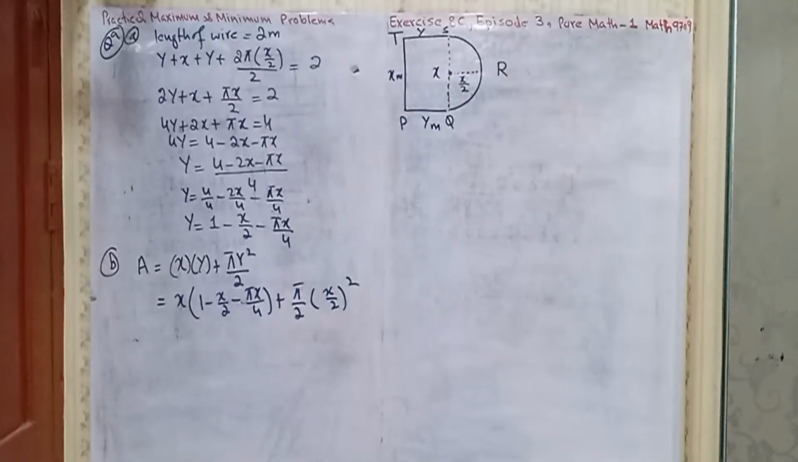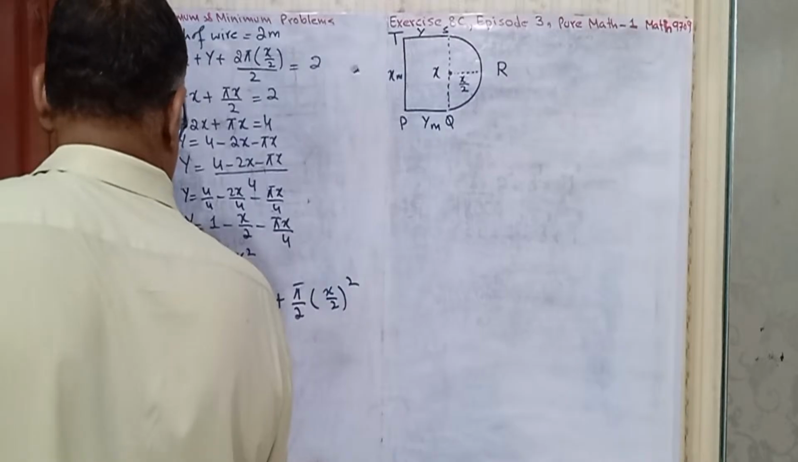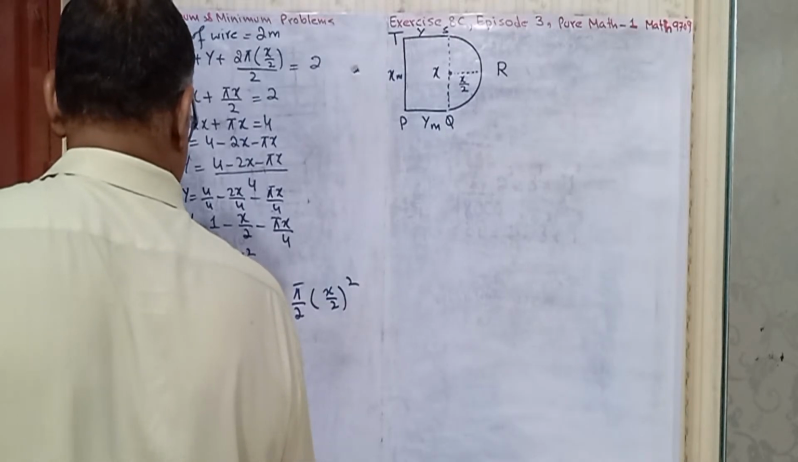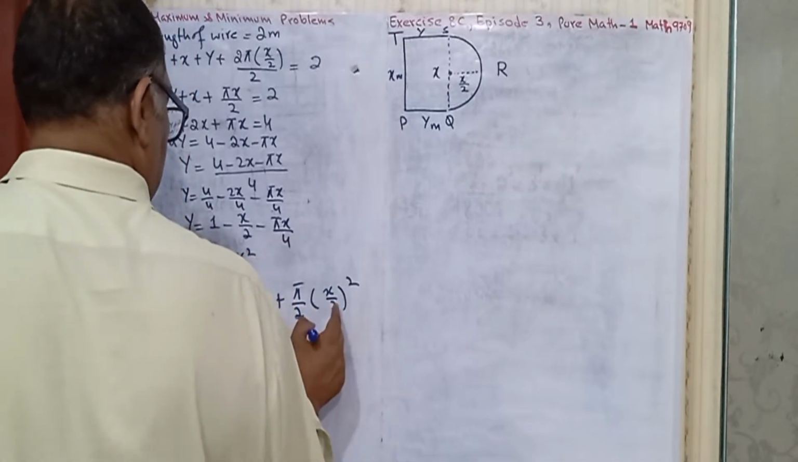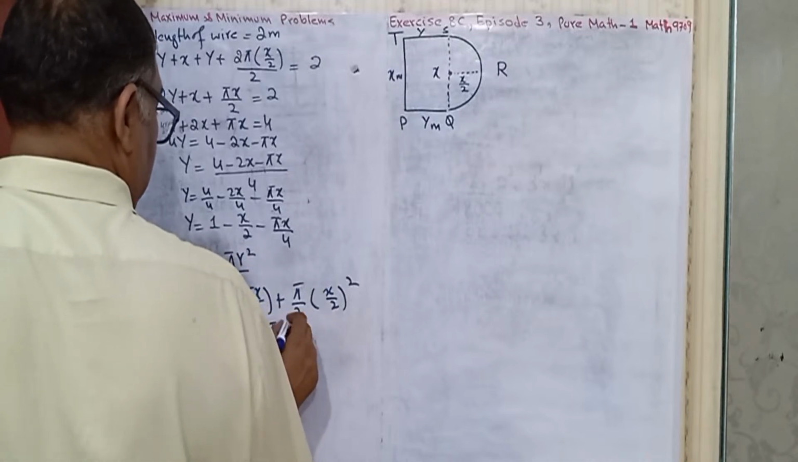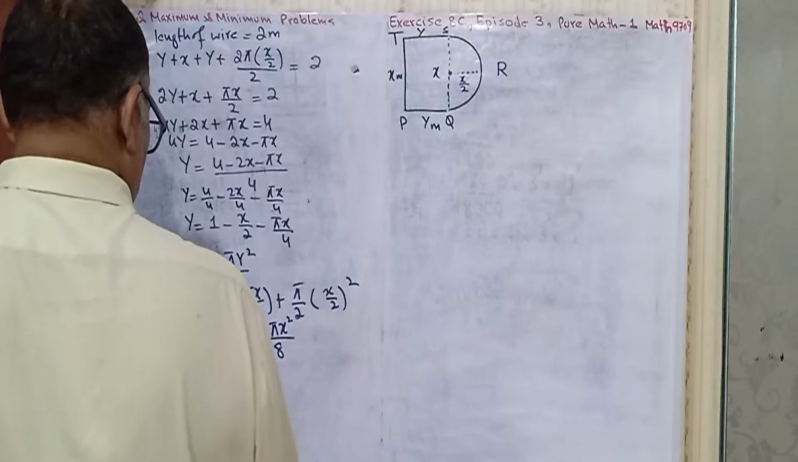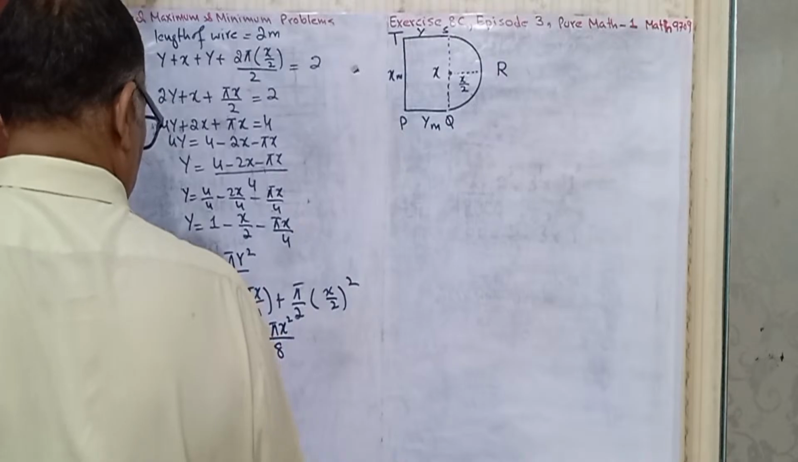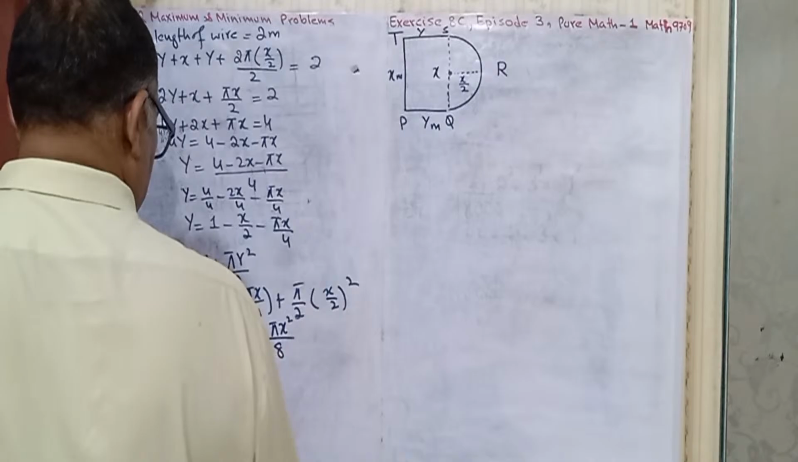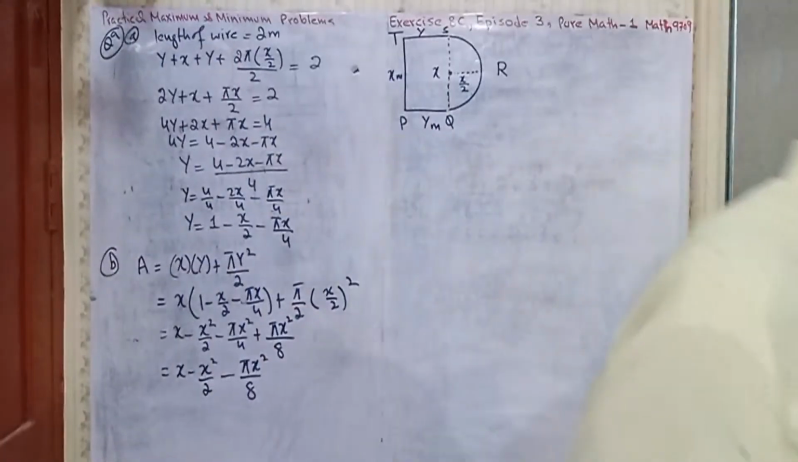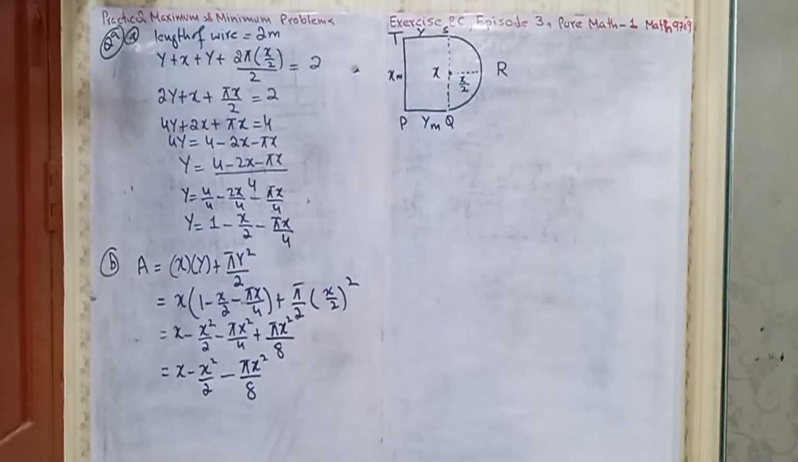The area of the rectangle plus the area of the semicircle. So you will have this: x minus x square by 2 minus pi x square by 4 plus pi x square, 2 2s are 4, 4 2s are 8. So you will have x minus x square by 2, and this will become 2 minus 2 plus 1. So you are left with pi x square by 8. You can do this calculation on the calculator. They said that the area will be equal to x minus 1 by 2 into x square minus 1 by 8 into pi x square. So our expression is right. This is the expression for the area.